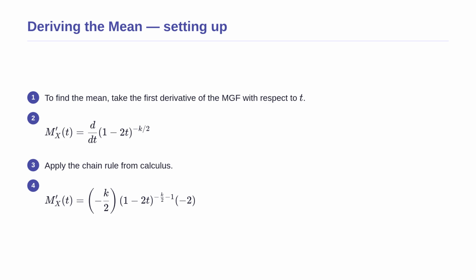With this moment-generating function in hand, let us use it to find the expected value or mean of the distribution. A powerful rule in statistics states that the first derivative of this function, evaluated at 0, gives the exact mean. We begin by taking the first derivative with respect to the variable t. To do this, we must use the chain rule from calculus. We bring the negative k over 2 exponent down to the front as a multiplier, subtract 1 from the exponent, and then multiply by the derivative of the inside function, which is negative 2.